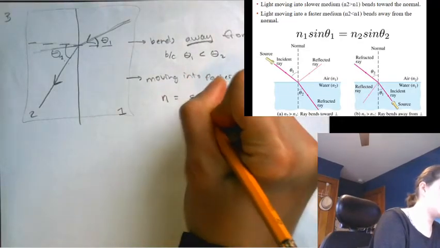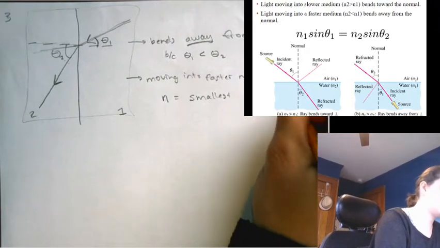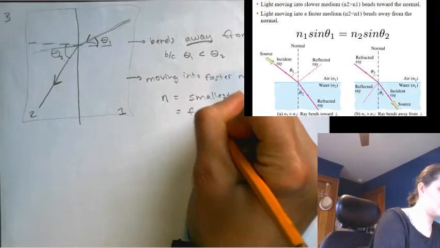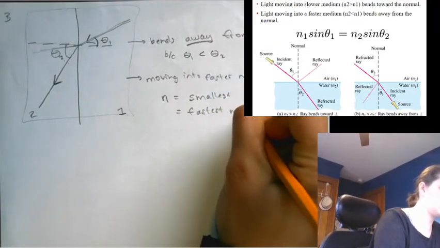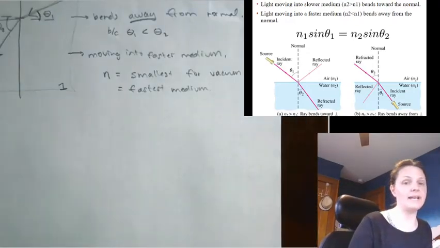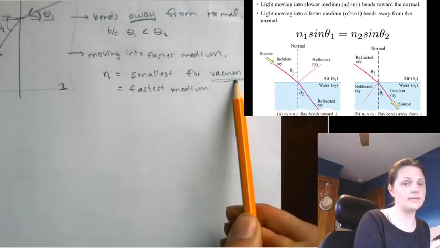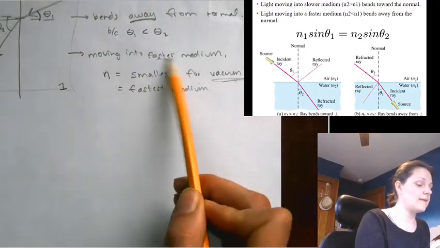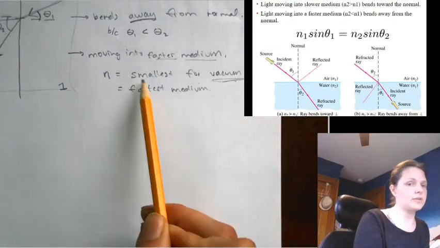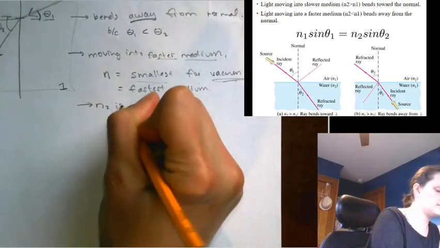N is smallest for a vacuum, and that is the fastest medium. By fast and slow, what I mean is whether the speed of light is fast or slow. The speed of light is fastest in a vacuum, and that is where N is the smallest. So if it's moving into a faster medium, that must mean that it is moving toward a smaller N. So N2 is smaller.